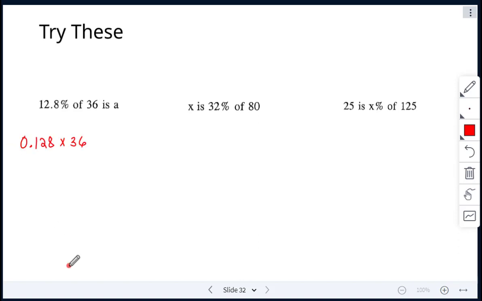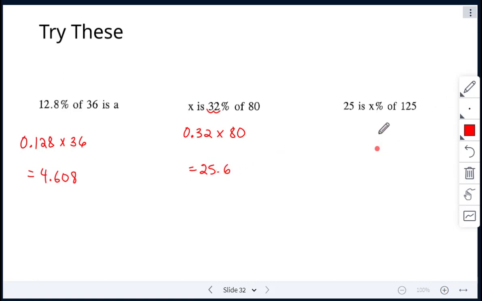All right, so for these ones, 12.8% of 36, you can directly just change that to a decimal, right? We just move our decimal place 2 to the left. So 0.128 times 36, which gives me the answer of 4.608. Here x is 32% of 80. Again, you can move your decimal place 2 to the left. That becomes 0.32, and multiply that by 80, and we get 25.6.